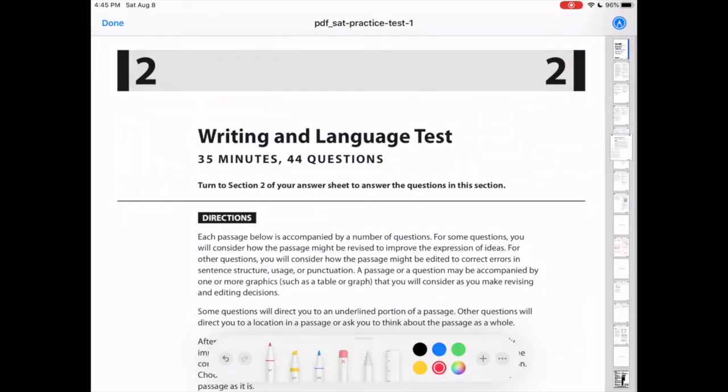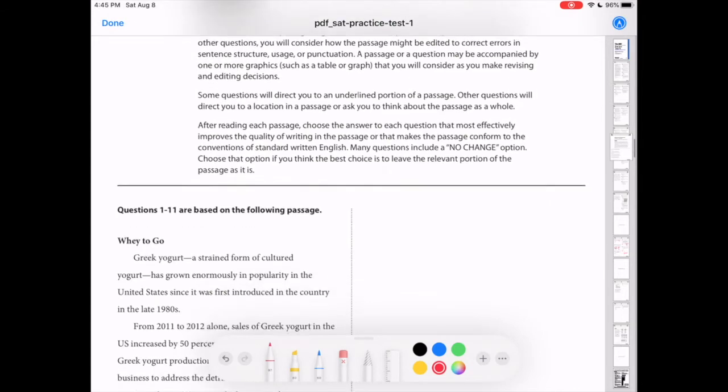Alrighty, so let's do the test. You can find this on the College Board website or linked in the description below. Print it out and let's get prepared.